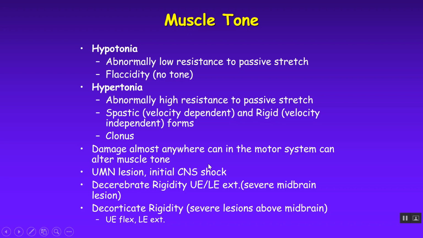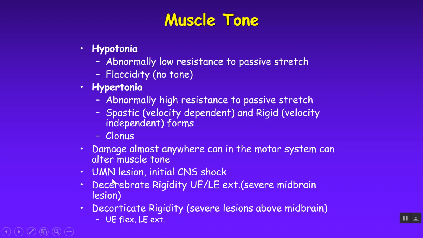So damage almost anywhere in the motor system can alter muscle tone. Upper motor neuron, lower motor neuron, spinal cord, brainstem, cerebrum, peripheral nerve, anywhere along that will change muscle tone, okay?